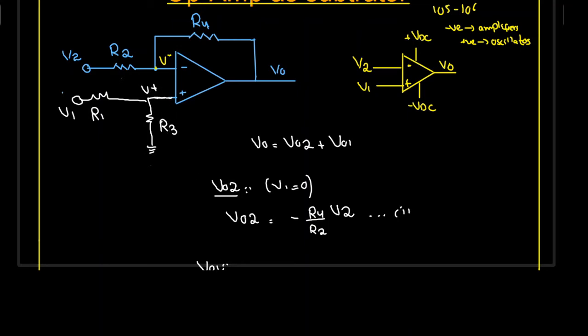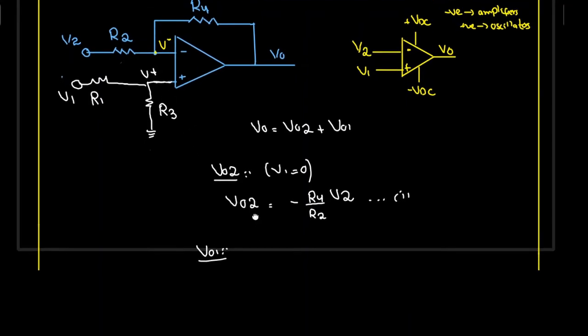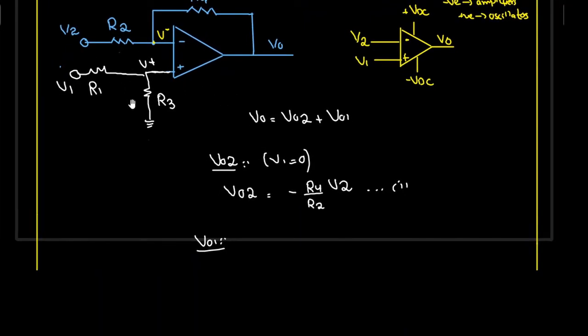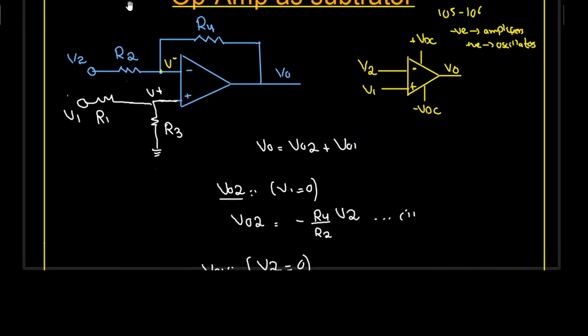Now for VO1, to find the output voltage due to this input voltage, I am again going to ground the other source, that is, I am going to ground V2. So in this case I make V2 equal to 0, which means that this V2 is going to be grounded. I am going to take the eraser and ground this V2. So we are going to have a ground over here. This is 0 volt. Let me name it as 0 volt or ground.